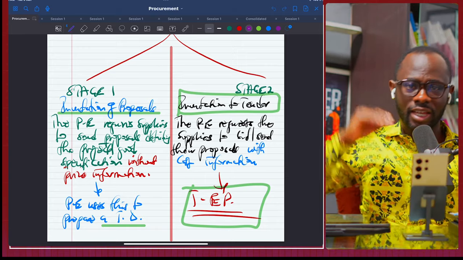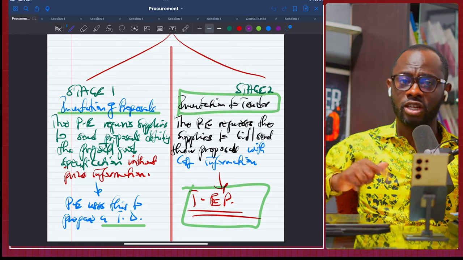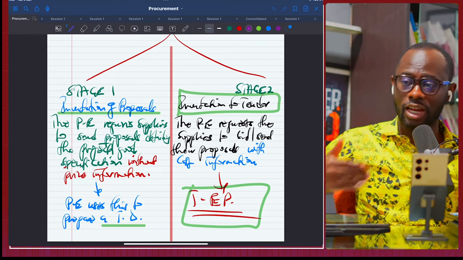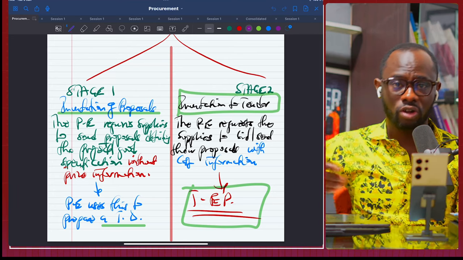In the first stage, they just bring out the specification without any cost information, but in the second stage, they can now send their proposal with cost information.